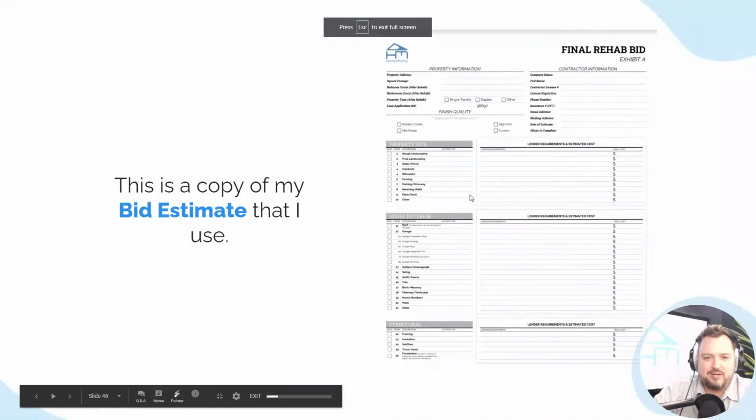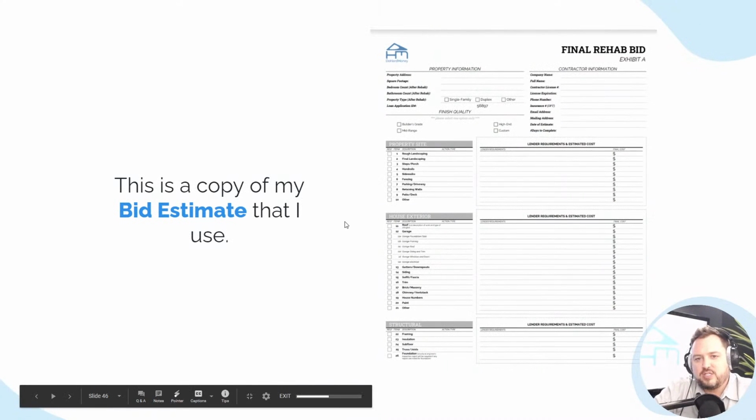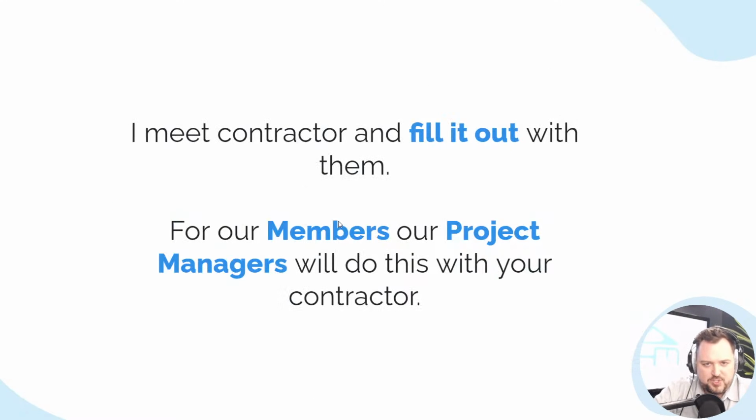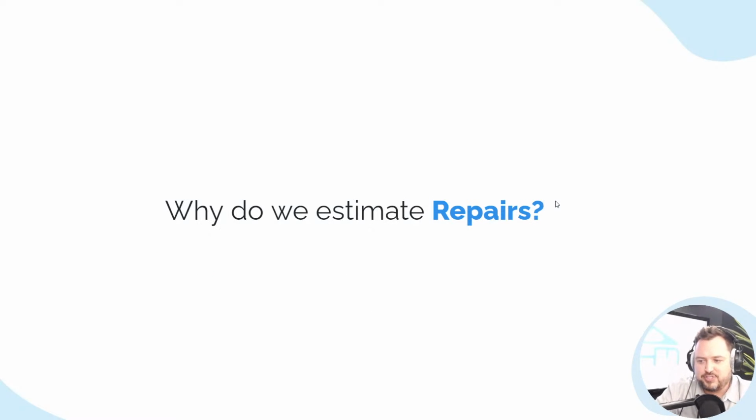This is really what it comes down to. This is part of the project management that's necessary, and this is the bid form that we use. So I meet the contractor. I fill it out with them. Now, one of the cool things all of our members get is our project managers will help you do this. Our project managers are going to do a virtual walkthrough of the property over the video camera with you, and they'll do that with the contractor, and they're going to do a pricing meeting with the general contractor, really to help you, especially if you're just getting started.